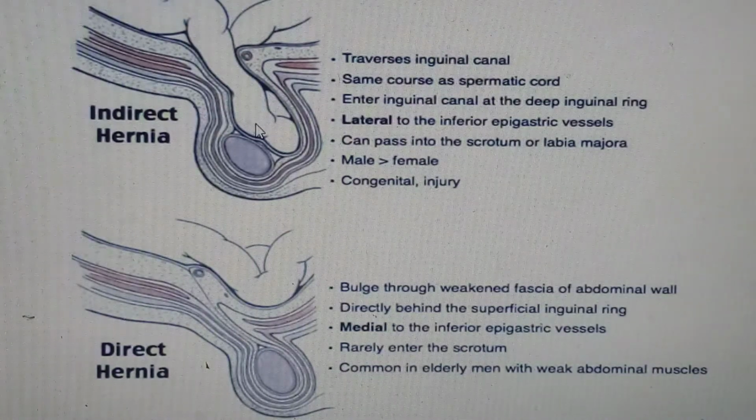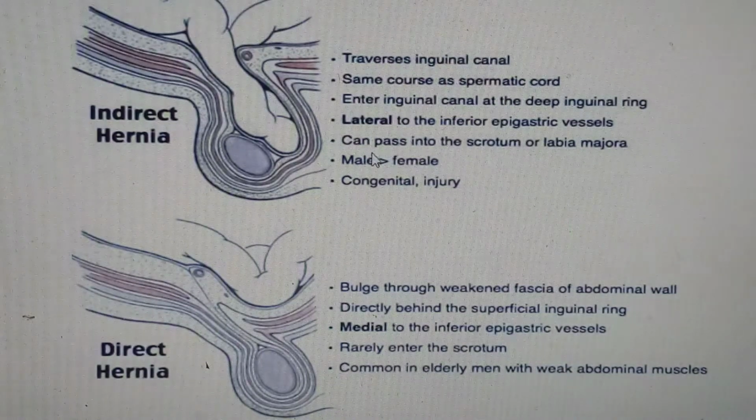And we said that one is due to non-closure, patency or weakness in what we call the processus vaginalis. So that's what we see. That is why we say that indirect inguinal hernias are usually congenital, more than in the case of an injury or old age. It's more congenital. We find it in both males and females, although more in males than in females.